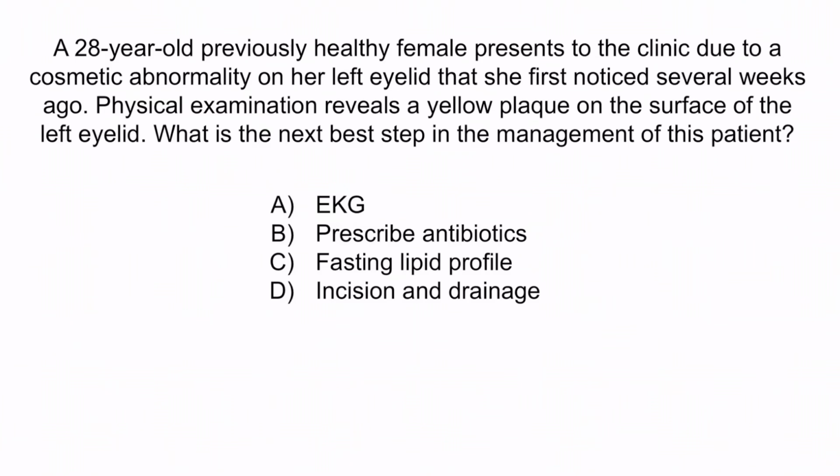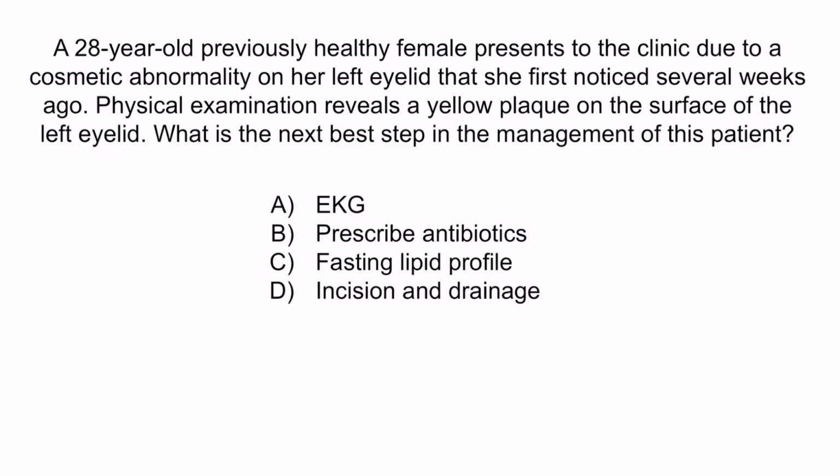From the question, hopefully you notice that this patient has a yellow plaque on the surface of the left eyelid. This is consistent with a xanthelasma and is concerning for hyperlipidemia. So the best next step is C, a fasting lipid profile. This will allow us to determine if the patient has hyperlipidemia and provide appropriate management, such as administration of a lipid-lowering agent. A is incorrect because this would only be indicated if ischemic heart disease was suspected.